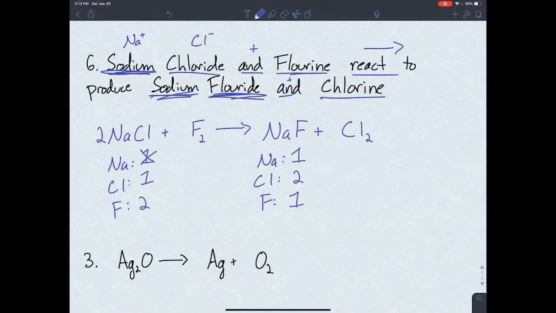Now that also changes my sodium to 2, but now my chlorines are balanced. Let's look at fluorine. I have 2 fluorines as a diatomic on my product side, and I have 1 on my reactant side. So I'm going to change this to 2. This makes my fluorine 2, and coincidentally makes my sodium 2, which works out because now I have 2 sodiums on both sides. Chlorines are balanced, fluorines are balanced. So I have 2 sodiums, 2 sodiums, 2 chlorines, 2 chlorines, 2 fluorines, 2 fluorines. Okay, so this is balanced as well.